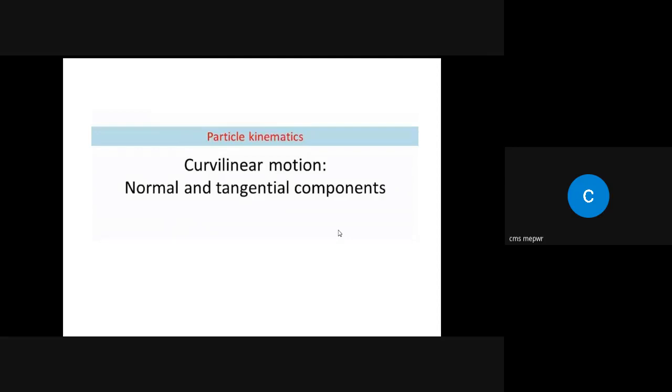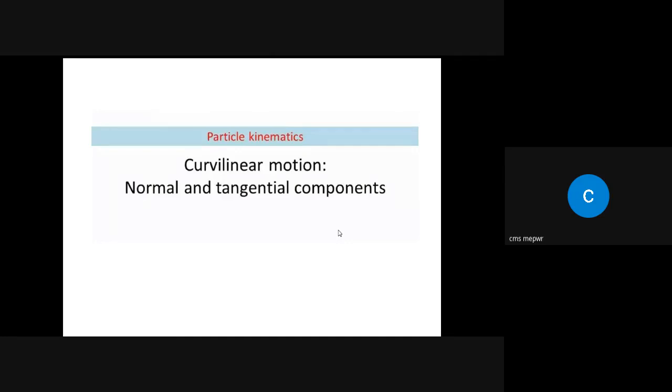So in today's class, we will analyze curvilinear motion again, but today we will not consider the Cartesian coordinate system. Instead, we will use a new coordinate system, that is the normal and tangential coordinate system. And in this case, the components of motion that we will have will be normal and tangential components.